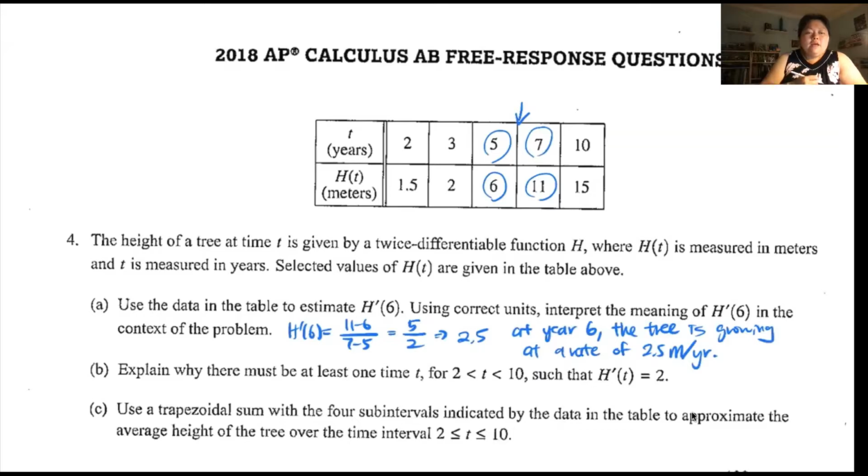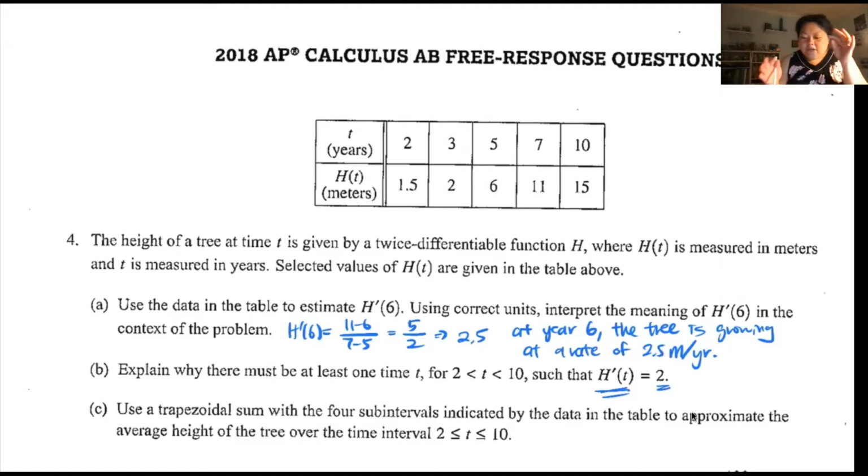Okay. Part B, explain why there must be at least one time from 2 to 10, so between 2 to 10 years, where h prime of t equals 2. So this is where the mean value theorem of derivatives comes in, right? It's saying that, is there a time where the slope is equal to 2? Because if the slope is equal to 2, then there must be an instantaneous rate that is equal to the average rate, right? So let's see, is there a slope that's equal to 2?